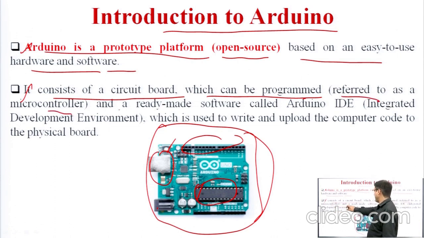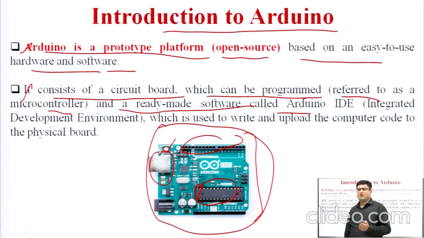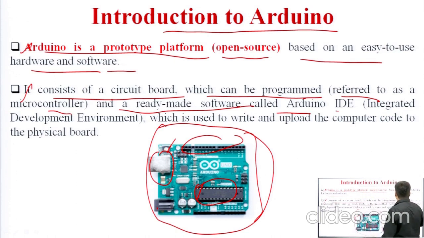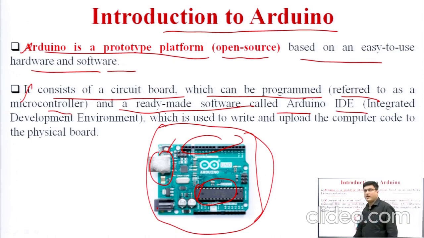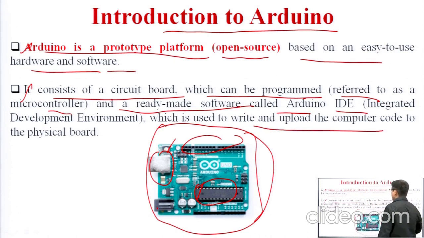Okay, system on chip, and a ready-made software called Arduino. Ready-made software means that we do not need to use another C++ or other prototype platform. It has itself a ready-made software called Arduino IDE. IDE means integrated development environment. It has its integrated development environment, which is used to write and upload the computer code to the physical board. So, this is the physical board.